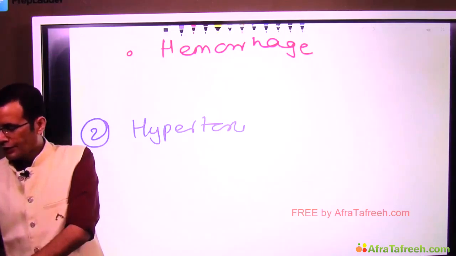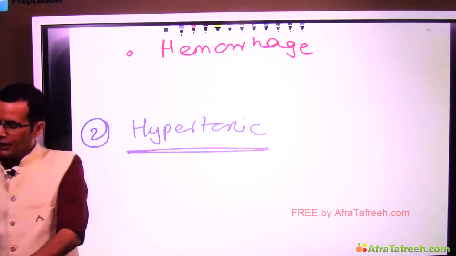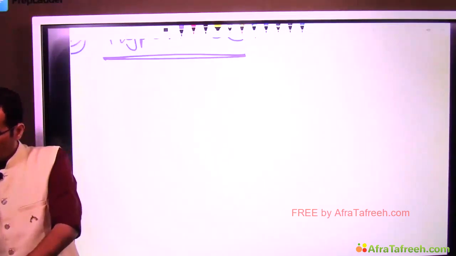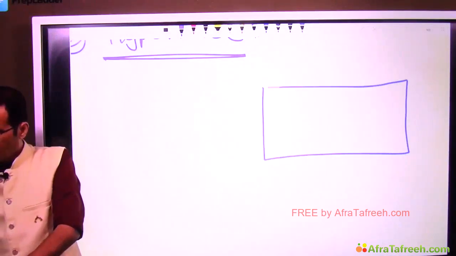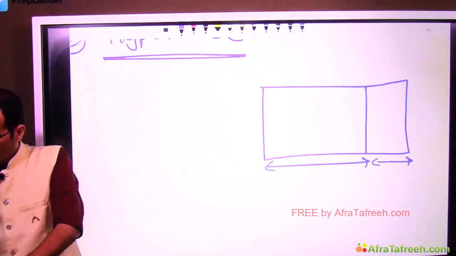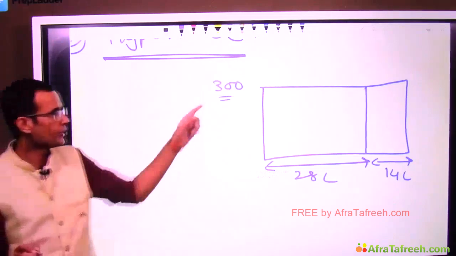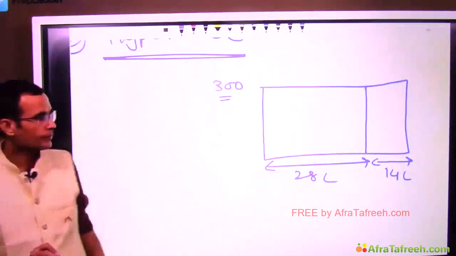Second, hypertonic dehydration. This is easy to understand. Now look at this, how it will appear on the diagram. 28 liters, 14 liters, 300 milliosmoles per kg of water. That's the tonicity on the vertical axis.